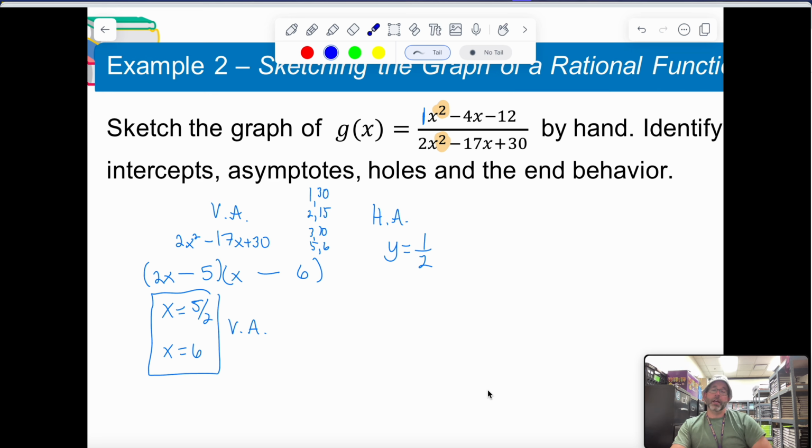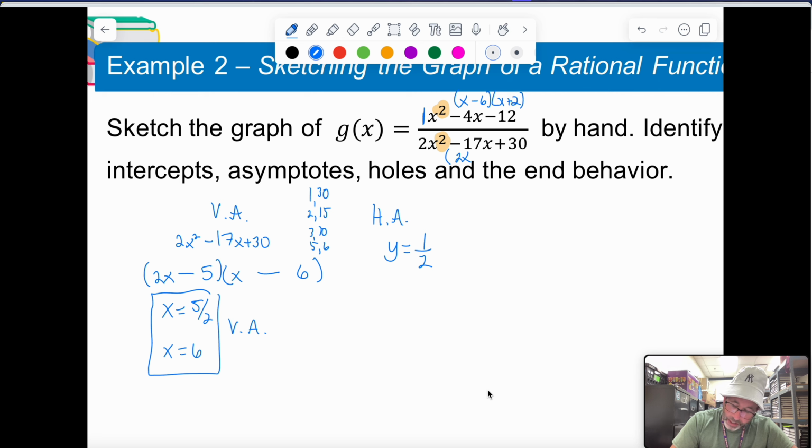Okay? Now, let's get to some other parts here, okay? It says the possibility of a hole. What is a hole exactly that takes place in a problem? Well, if I factor out my numerator, we're going to have x minus 6 and x plus 2. And when we factor out the denominator, we already had 2x minus 5 and x minus 6.